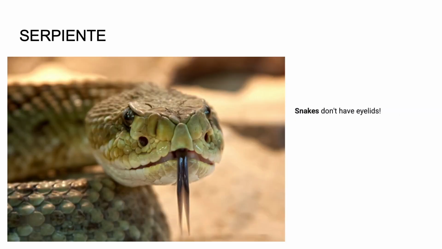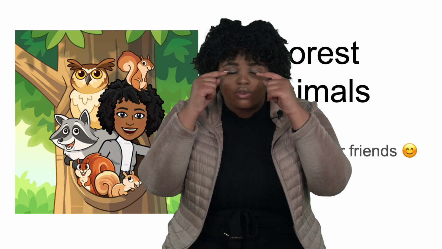Next, we've got, I'd say, a scary animal. There's a lot of people that are afraid of these kind of animals. So repeat, serpiente. A serpiente is a snake, and a fun fact is that snakes actually do not have eyelids. So when I close my eyes, you see my eyelids, right? They don't have those.